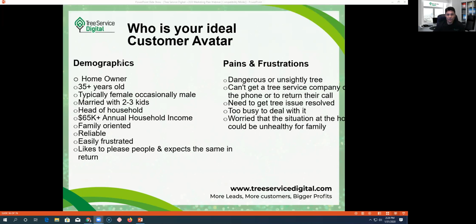Some of their pains and frustrations are dangerous or unsightly trees in their yard, can't get a tree service company on the phone to return their call, need to get the tree issue resolved quickly, too busy to deal with it themselves, worried that the situation at the house could be unhealthy for their family, right? So that's something that would be a pain and a frustration for them.